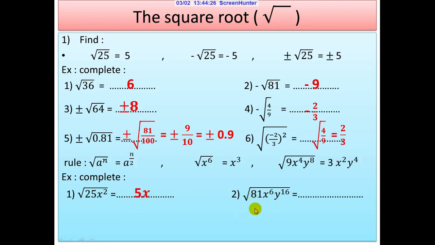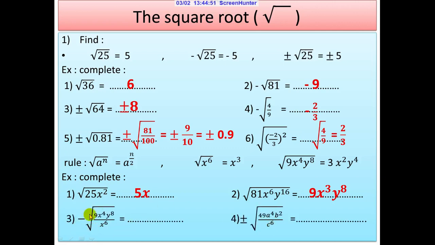Number 2, square root of 81 x raised to power 6 y raised to power 16. We find the square root of 81, we take the positive answer, it will be equal to positive 9. And x power 6 will be x power 3. Y raised to power 16 will be y raised to power 8. Finally, it will be equal to 9x raised to power 3, y raised to power 8.